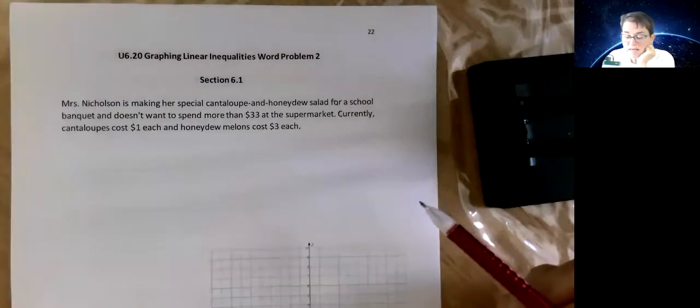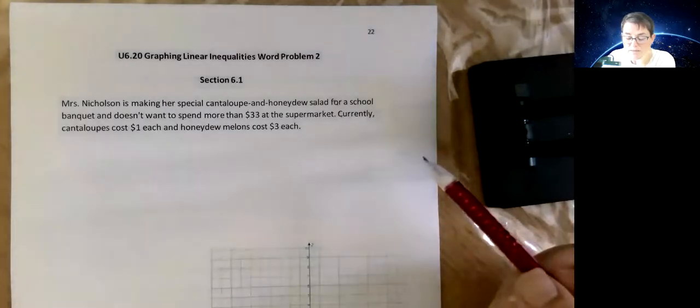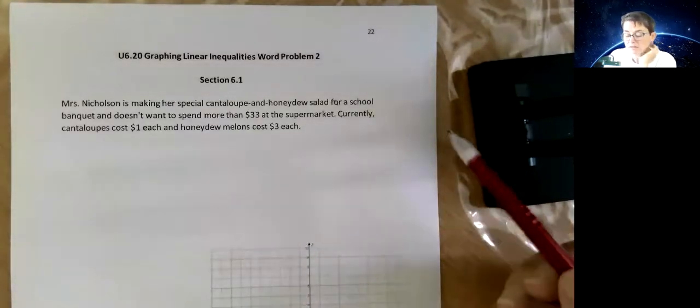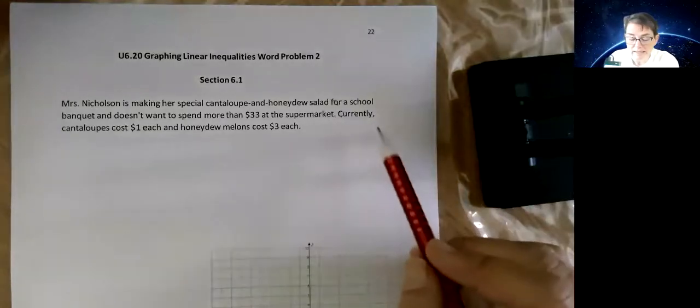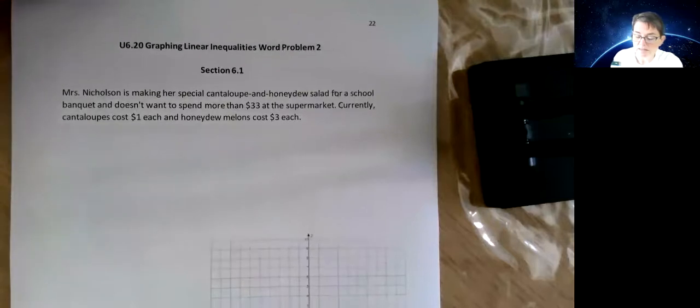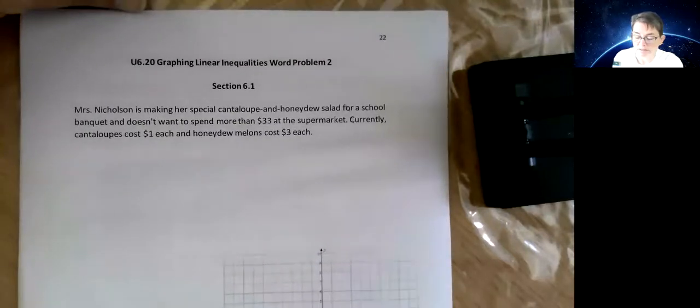Mrs. Nicholson is making her special cantaloupe and honeydew salad for the school banquet and doesn't want to spend more than $33 at the supermarket. Currently, cantaloupes cost $1 each and honeydew melons cost $3.